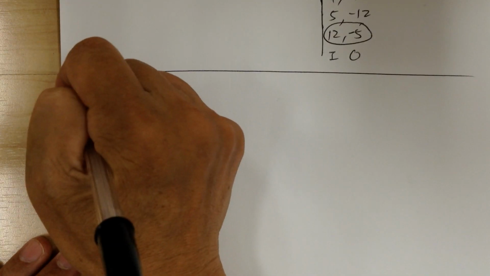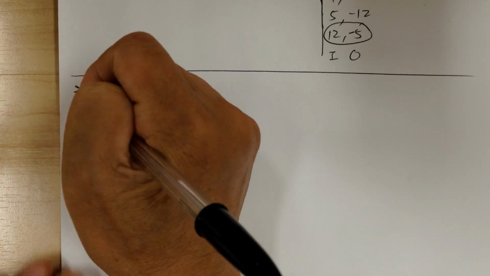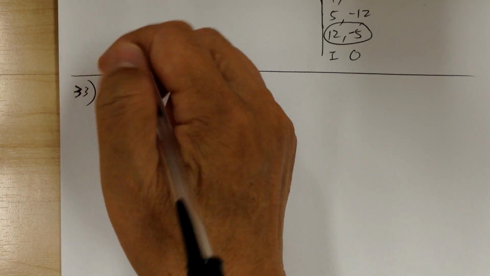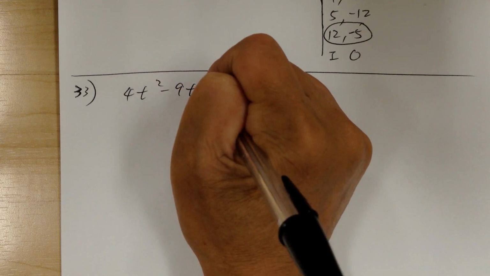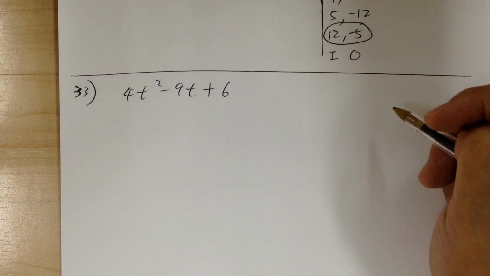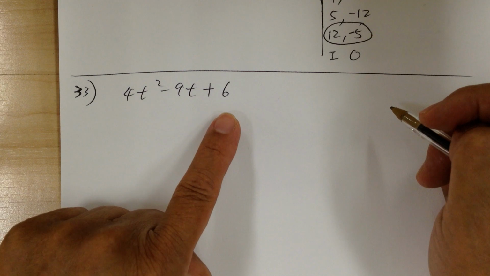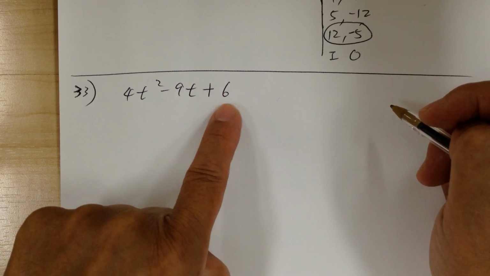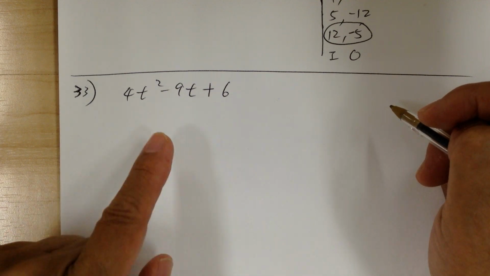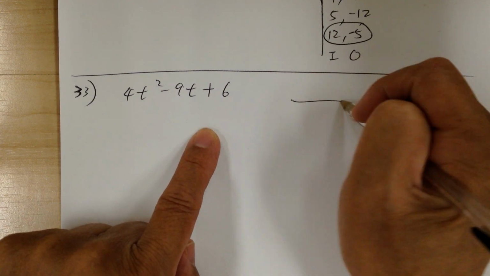Okay, let's go to the next one. Number 33. You got 4t squared minus 9t plus 6. Again, you go through the list. Step 1, common factor, cannot. Step 2, the perfect square. This is not a perfect square. Step 3, the cube. This is not a cube. So let's go to step 4.